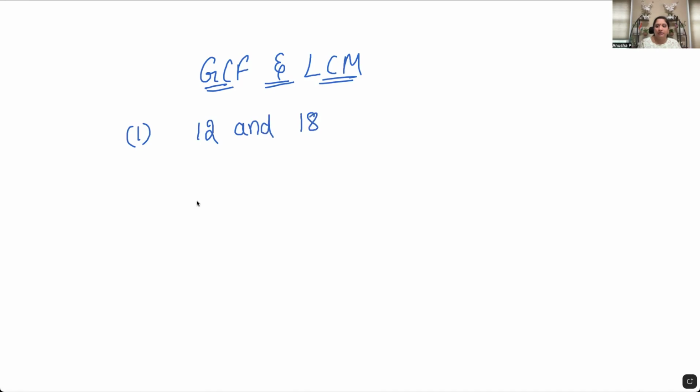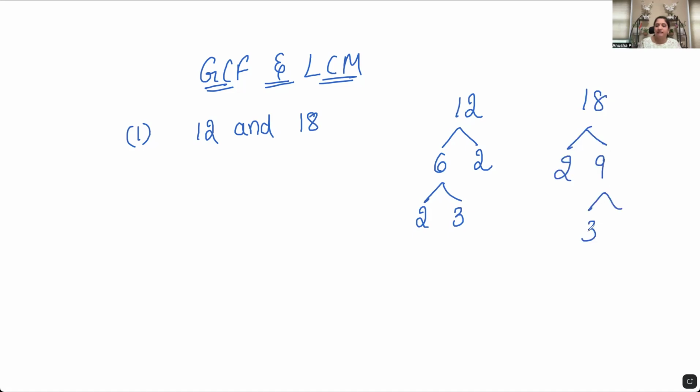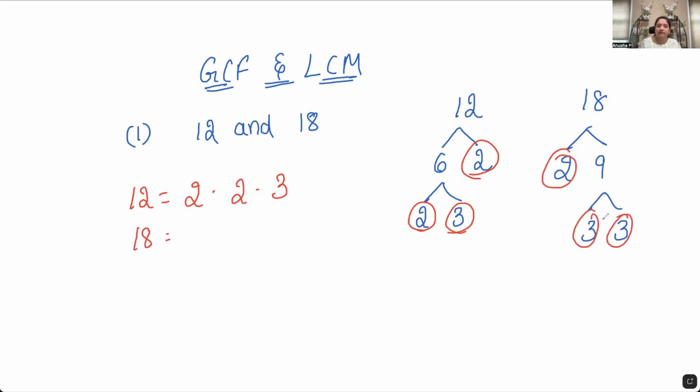We have to do the prime factorization for 12 and the prime factorization for 18. 12 is nothing but 6 times 2, and 6 is 2 times 3. And 18 is 2 times 9, and 9 is 3 times 3. So for 12, the prime factorization is 2 times 2 times 3. Always write from the least to the greatest. For 18, we have 2 times 3 times 3.